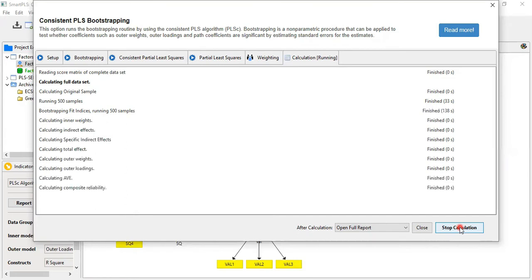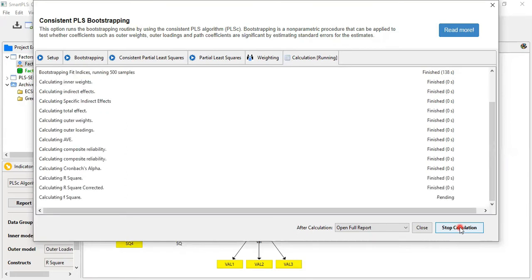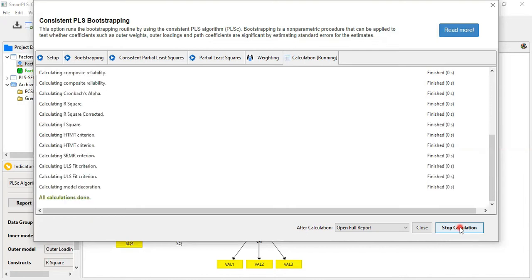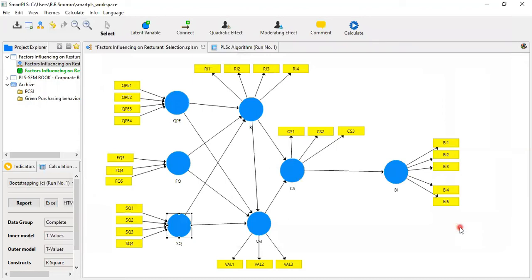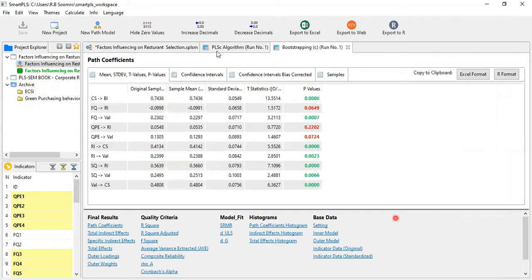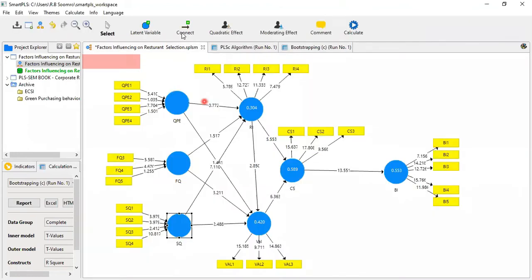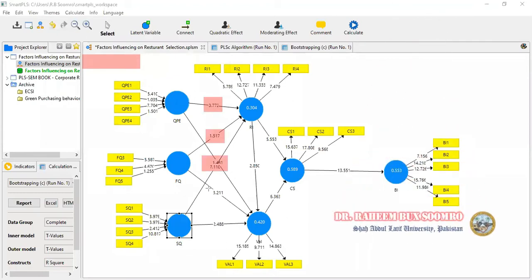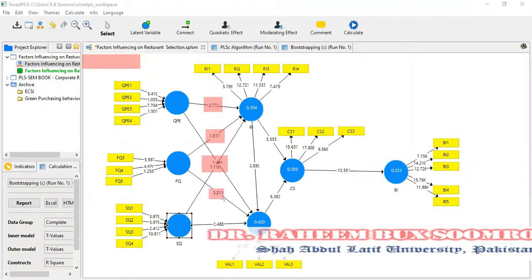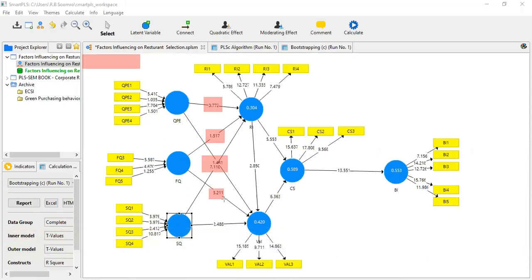Dear friends, our bootstrapping calculations have ended, and it is about to finish everything about the bootstrapping. So now we have got the results of the bootstrapping. First of all, you're looking here at the path coefficients. These path coefficients are the relationships between one construct and another construct. So these are our path coefficients that you are looking at here. And then what we are interested in is the bootstrapping.